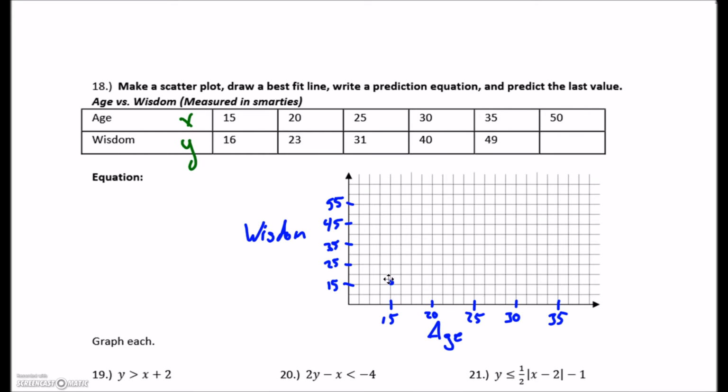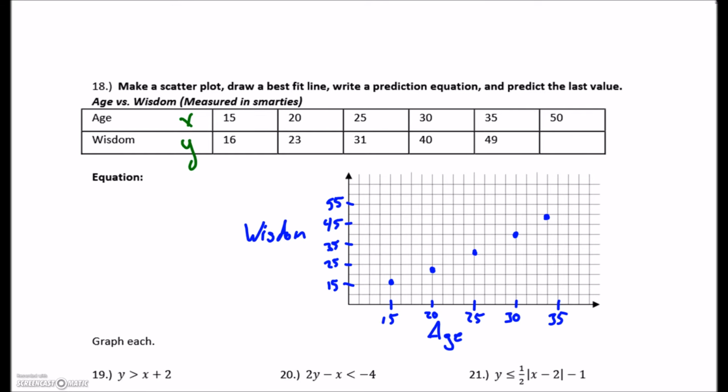So the first ordered pair, 15, 16. Then the next ordered pair, and I'm just going to plot each of these. So I've just gone ahead and slapped those down real quickly. Most of you should be able to do that on your own. But the reason I'm drawing this scatter plot is I want to know if there are any outliers, things like that.